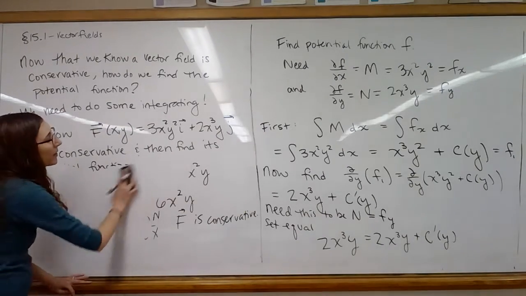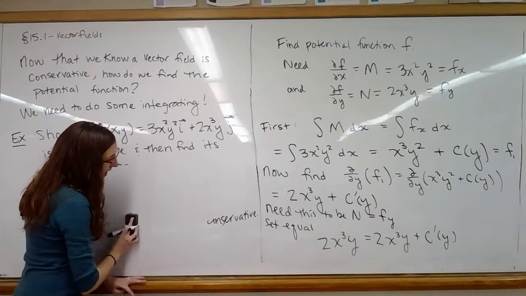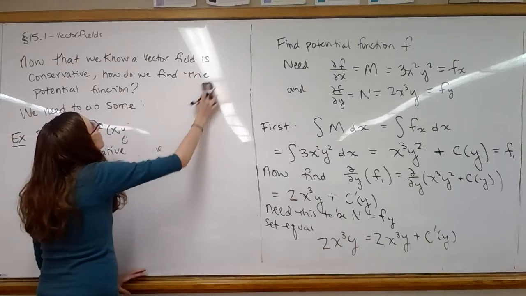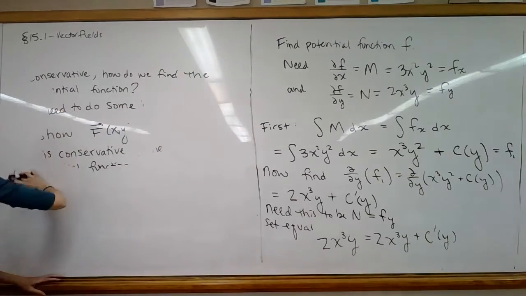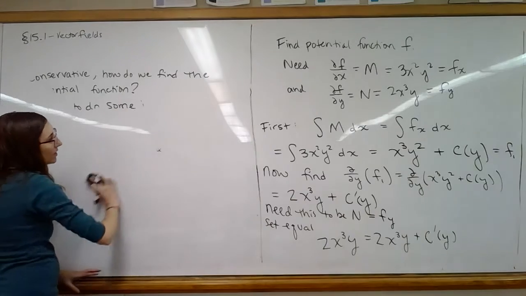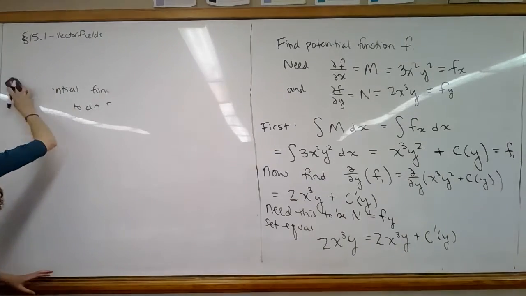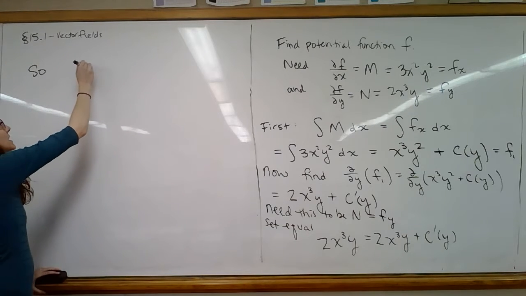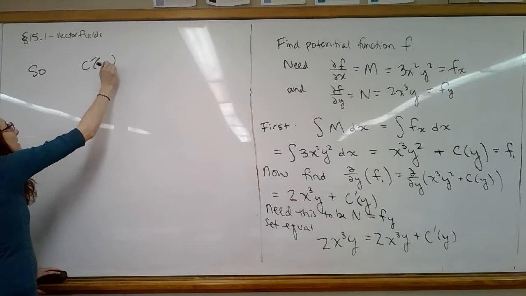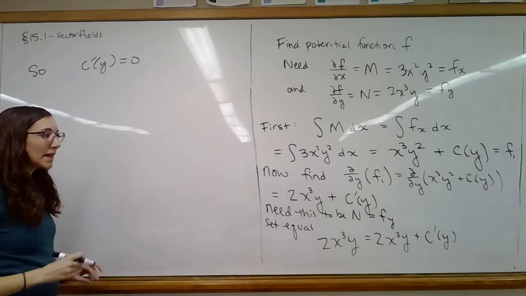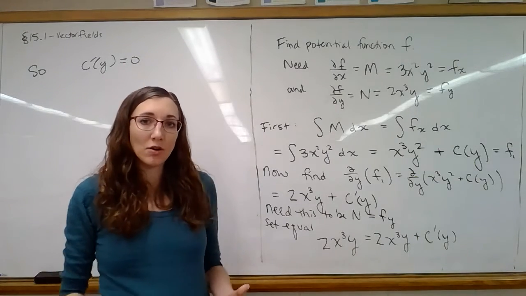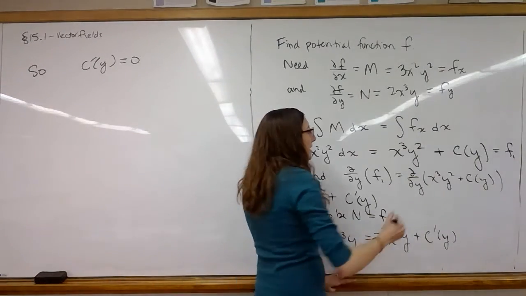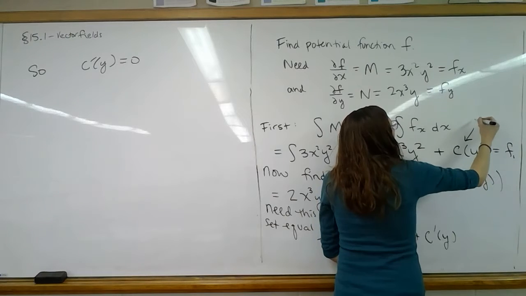So now we're thinking about that equation, and thinking about how to make that equation true. We'll notice that some of the parts are corresponding, right? Both of them have a 2x cubed y. So we can cancel that on both sides. So then what we're left with is that we would need c prime of y to be 0. We need that piece to go away. The goal of all of this is we need to find this c of y.